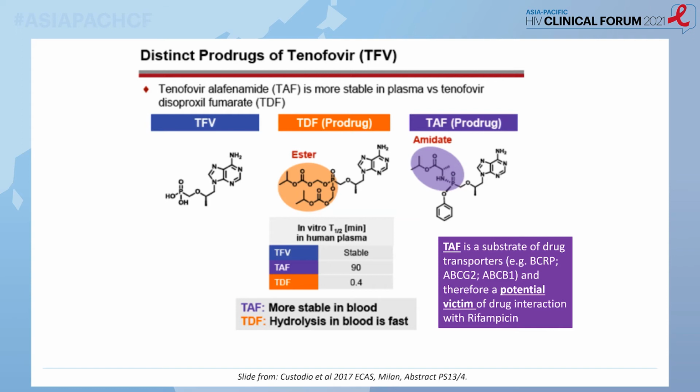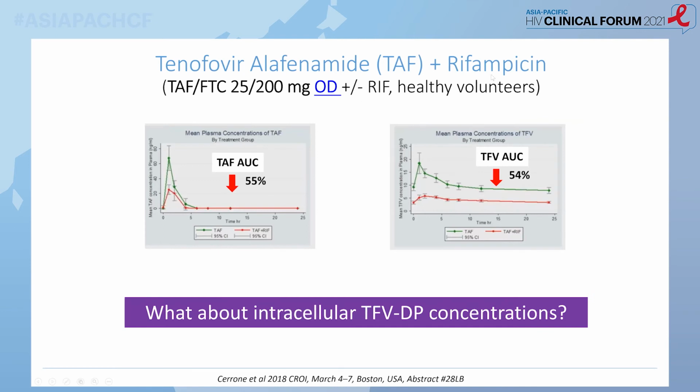So here, if we look at a study of TAF with rifampicin, and this was in healthy volunteers with TAF adding on rifampicin, you can see that the TAF exposures in the plasma reduced by around 55%, while for tenofovir, it reduced by 54%, quite similar. But with TAF, the advantage of TAF as a prodrug is twofold.